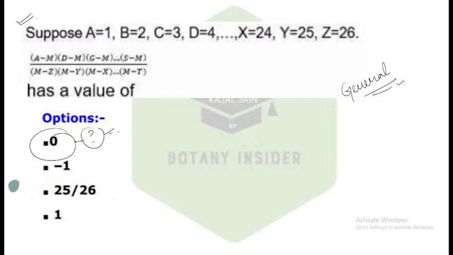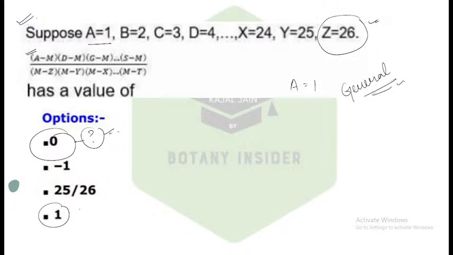Okay. The majority of you are marking the answer as option D. See, what is the question saying? Let's solve it now. The question is saying, suppose A equals 1, B equals 2, etc. We are going up to Z. There are 26 alphabets, right?